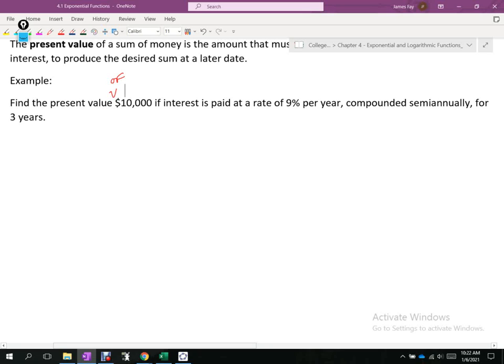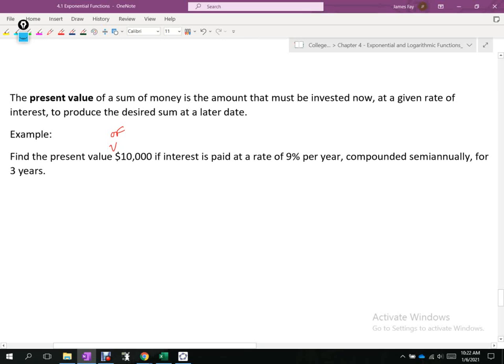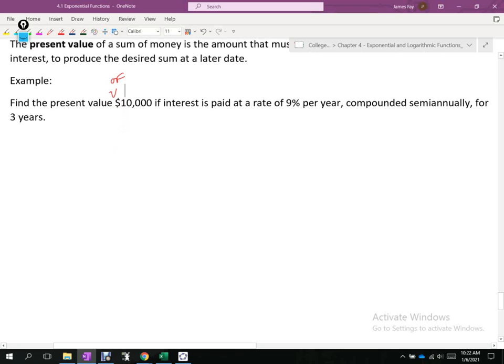This question is asking how much money do you need to invest in this account right now so that in 3 years, without you doing anything, it grows to $10,000. Does that make sense? That's what present value is. You see the definition up there. It says present value of a sum of money is the amount that must be invested now at a given rate of interest to produce the desired sum at a later date. So my desired sum at a later date is $10,000.